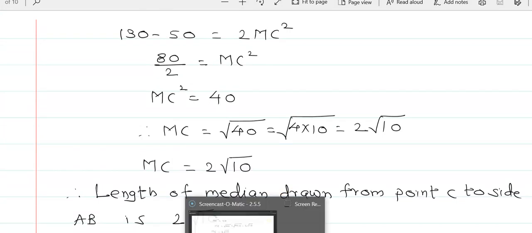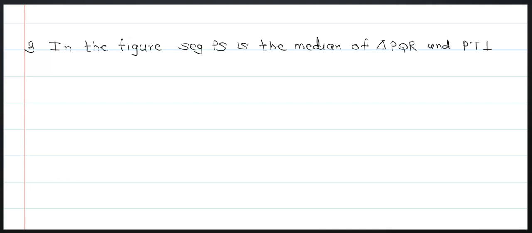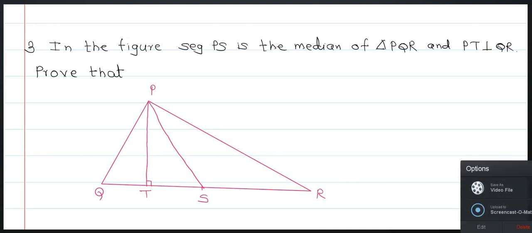Now, we'll see the next problem. Problem number 3. In figure, PS is the median of triangle PQR and PT is perpendicular to QR. Then prove that. Now see this here in figure. PS is the median of the triangle PQR. Now here QS is equal to SR, and PT is perpendicular to QR. Then we want to prove that.